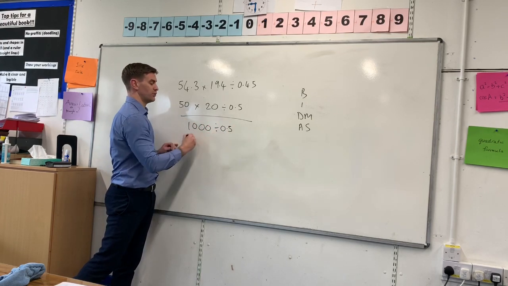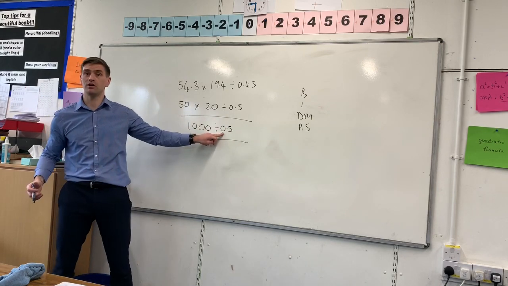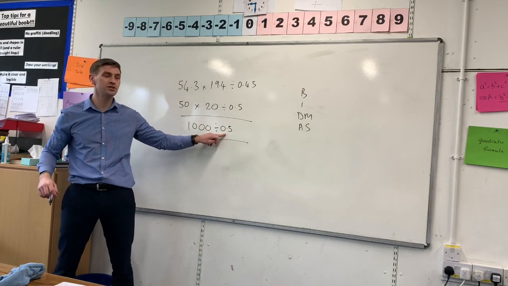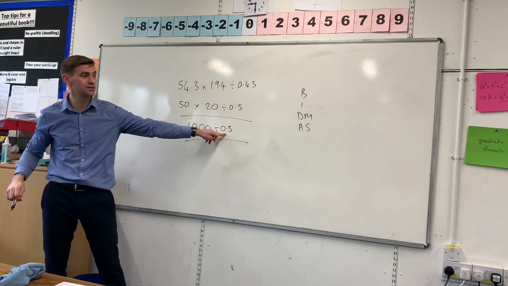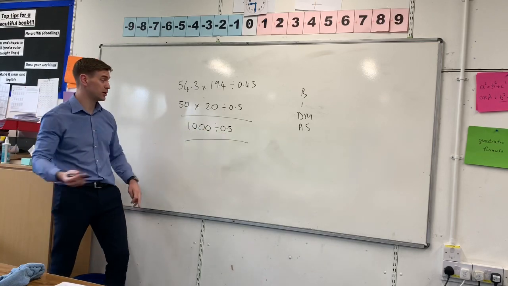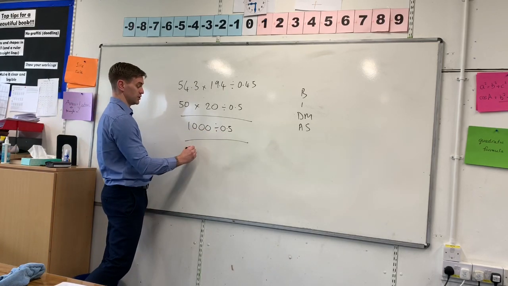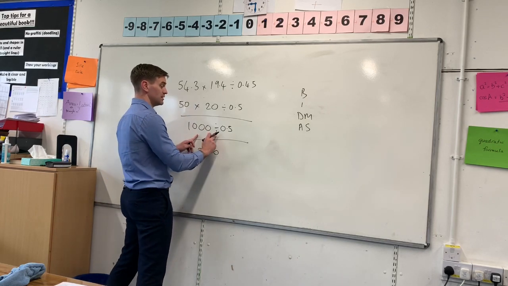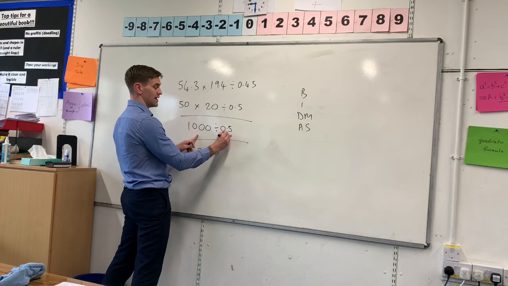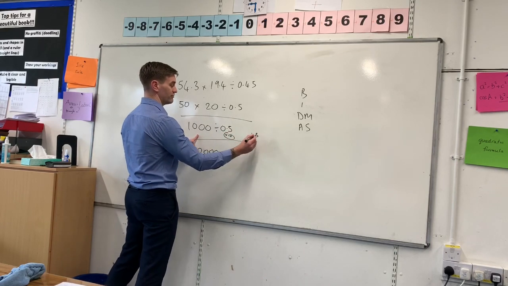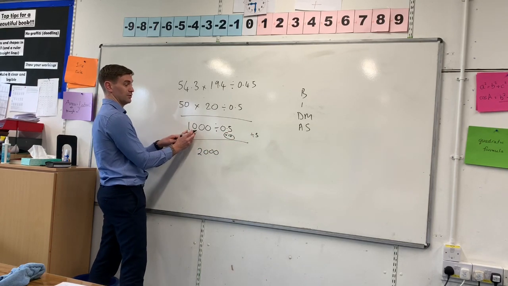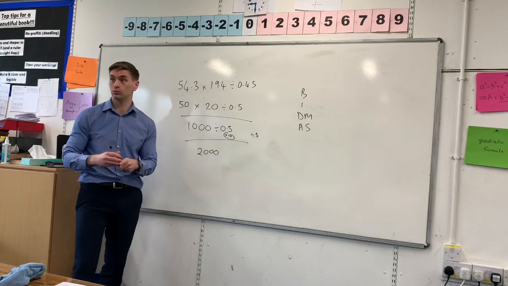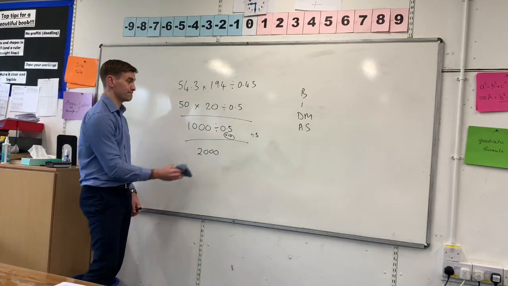1,000 divided by 0.5. I said it in my video a day or two ago. Dividing by 0.5 is the same as doubling it, the same as timesing by 2. So it just becomes 2,000. Now if you don't know that, you can just times this side by 10, so it becomes divided by 5, and times that side by 10 as well. Then you do it the normal way.